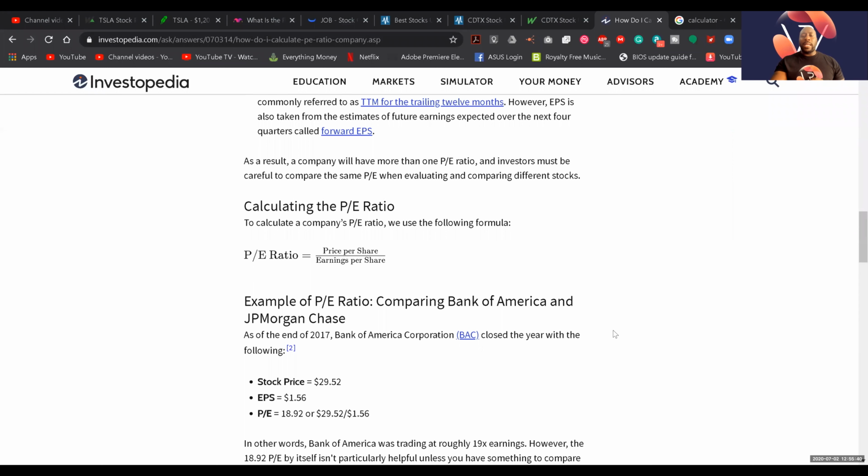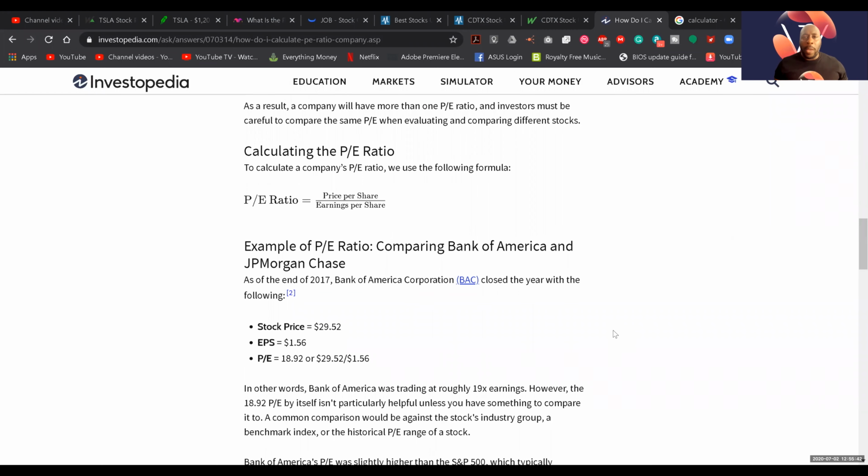The two we're breaking down are Bank of America and JP Morgan Chase. This equation is based upon Bank of America, and we'll get into why we're comparing it to JP Morgan Chase. As of the end of 2017, Bank of America Corporation closed the year with the following: the stock price was $29.52, the EPS was $1.56, and you divide the stock price by the EPS, which gives you the PE ratio, the price earnings ratio.